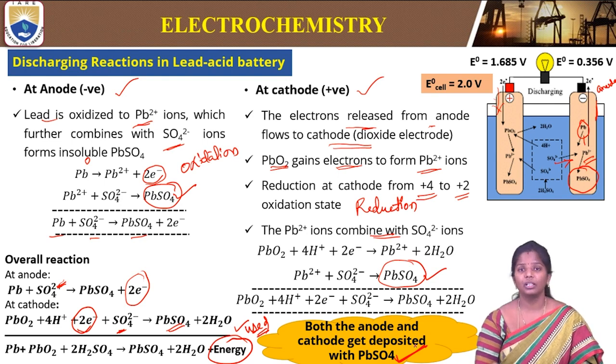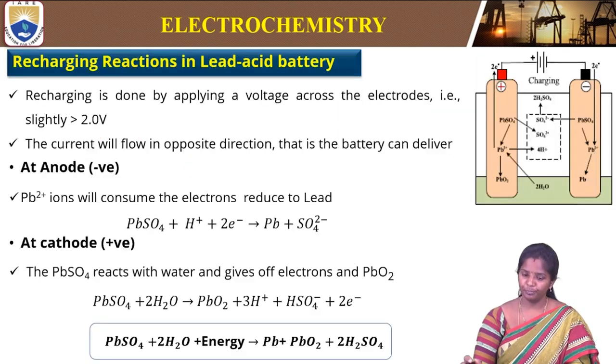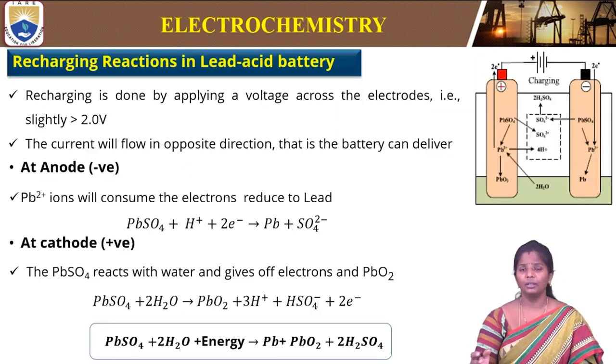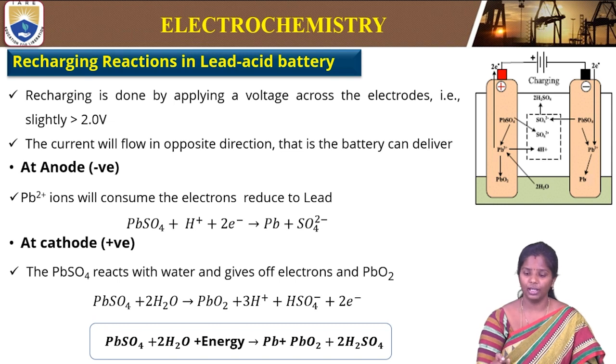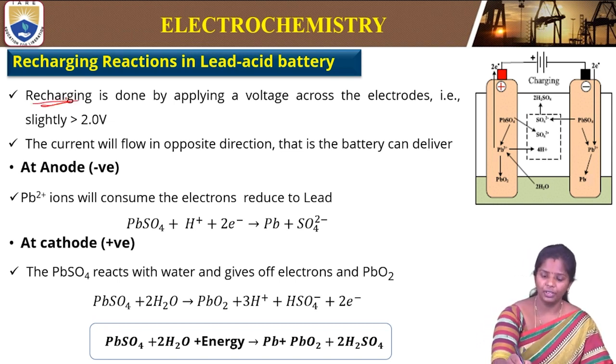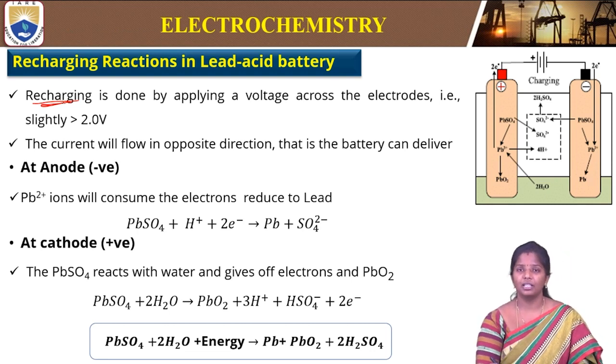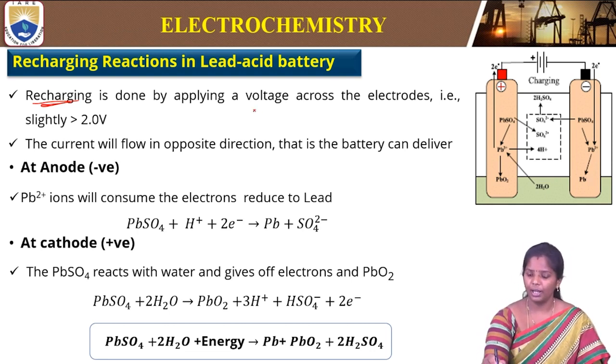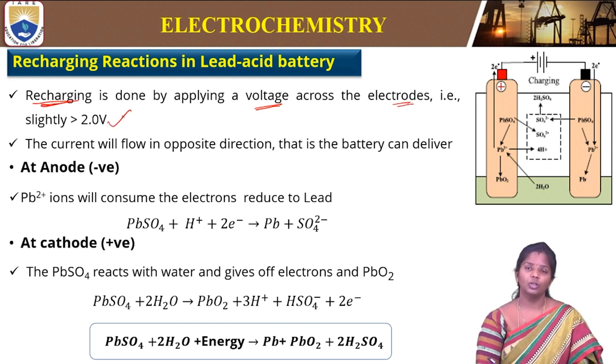So what happens when we are using it continuously? This lead sulfate keeps on depositing on anode and cathode, so this will ultimately stop working. So what happens when it stops working? The recharging should be done. Recharging of the battery has to be done. It is done by applying voltage across the electrodes, which is greater than 2 volts.